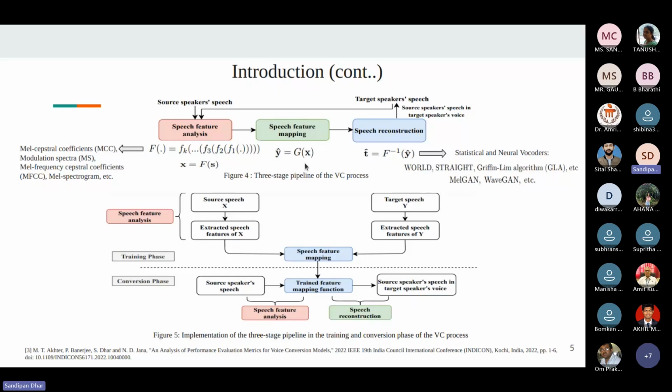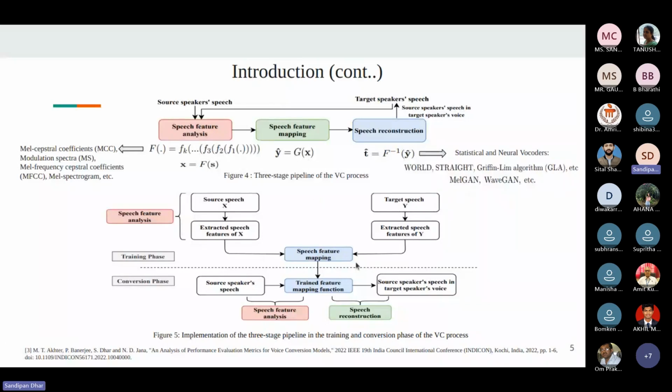Given X as an input to the mapping model, or mapping function, it tries to map the features to the target domain, that is Y, and it generates Y hat, the intermediate representation. Once we obtain the best representation, or the best target features, which is very similar to that of the Y domain, we give those features to a speech reconstruction model, which is basically a vocoder, either statistical or neural. Then we can get the audible speech, the T hat.